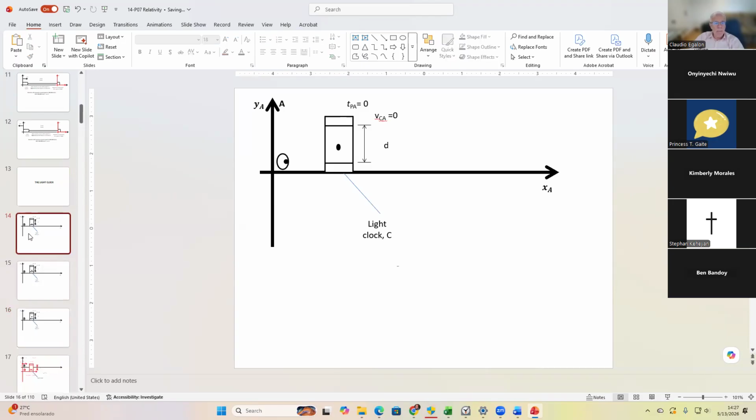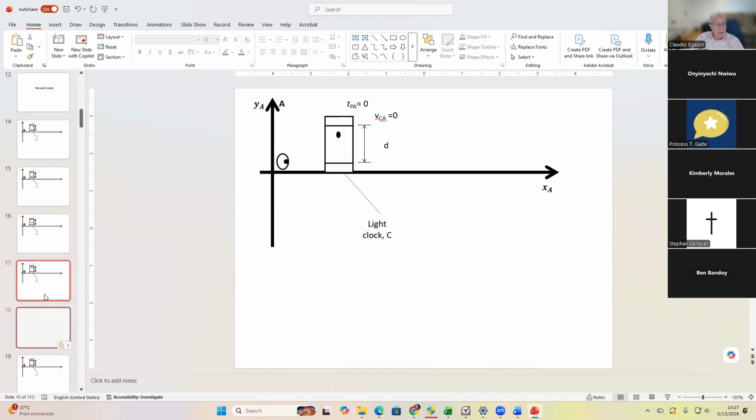Okay, so here you go. 1, 2, 3, right? Every time that the photon reaches the mirror, it says a tick and a tock, right? Tick tock. Here is half of the period of the clock. The photon is moving at the speed of the light.